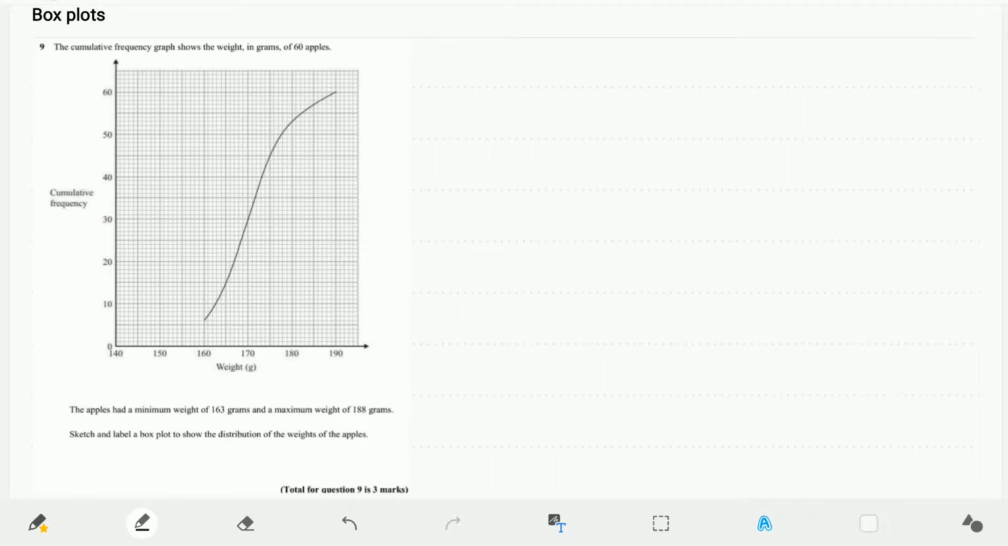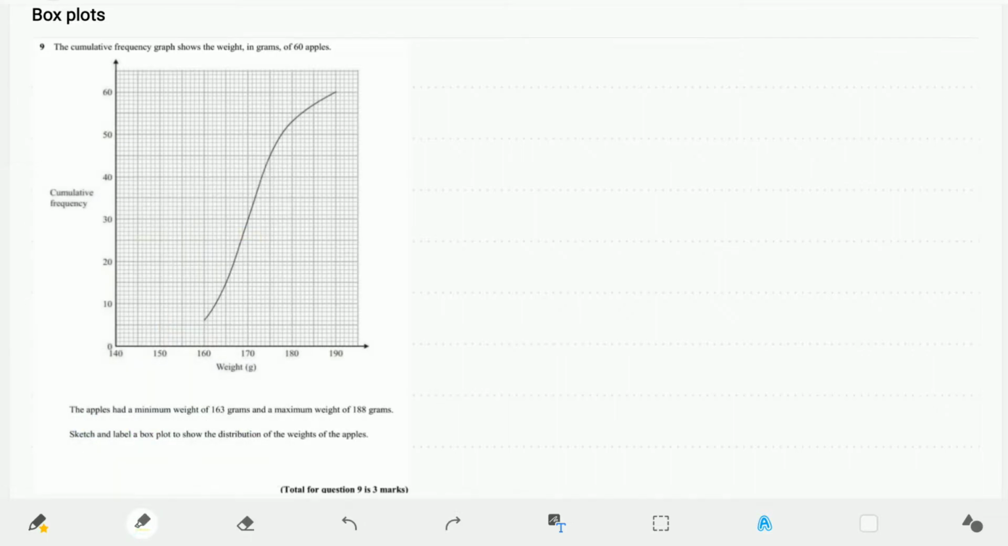Alright, so this question is about box plots. The question is as follows. The cumulative frequency graph shows the weight in grams of 60 apples. The apples had a minimum weight of 163 grams and a maximum weight of 188 grams. Sketch and label a box plot to show the distribution of the weights of the apples. Alright, so we have to sketch and label a box plot to show the distribution of the weights of apples.